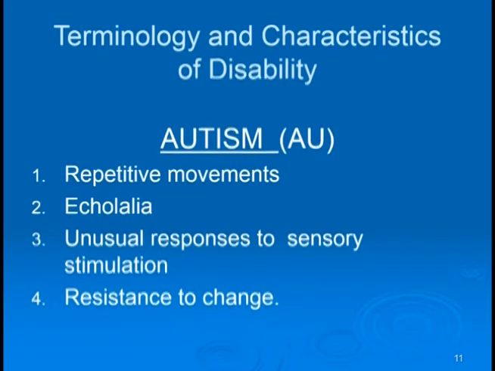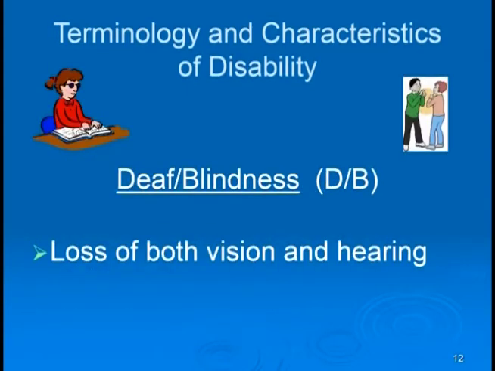A visual schedule can help keep the student reassured and calm. A behavior management plan may be a part of the IEP. Deaf and blindness. Deaf and blindness is the loss of both vision and hearing, which severely impacts development and communication. These students need assistance boarding and disembarking and should be made to feel as secure as possible once seated.